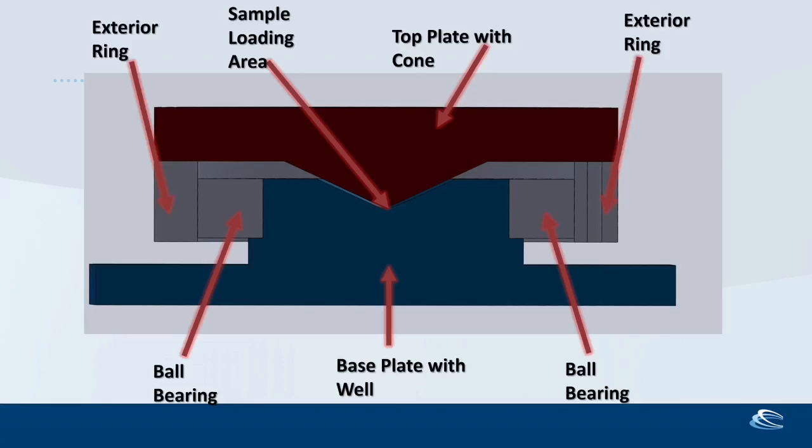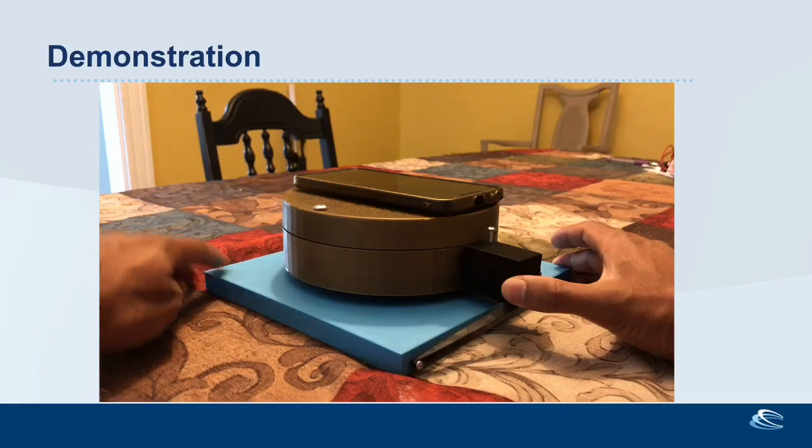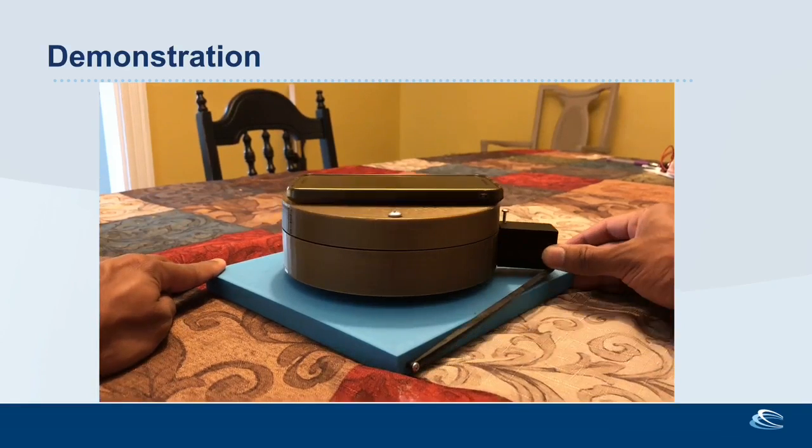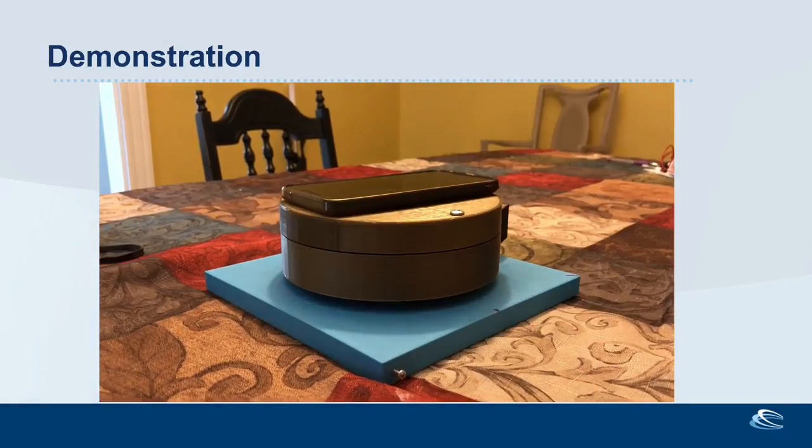So here is a cross-section indicating how we designed the device to accommodate 5 milliliters of sample. This was all done in SolidWorks and 3D printed. So here's the final result, and you can see the ball bearing, the cone, the smartphone on top, and here's a short demonstration of how we launched the apparatus, and it was launched by a standard rubber band here.